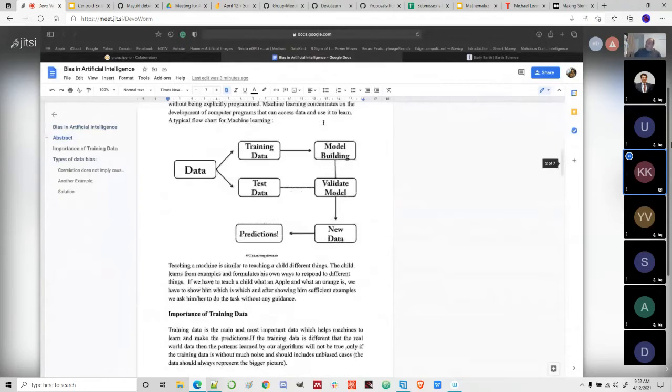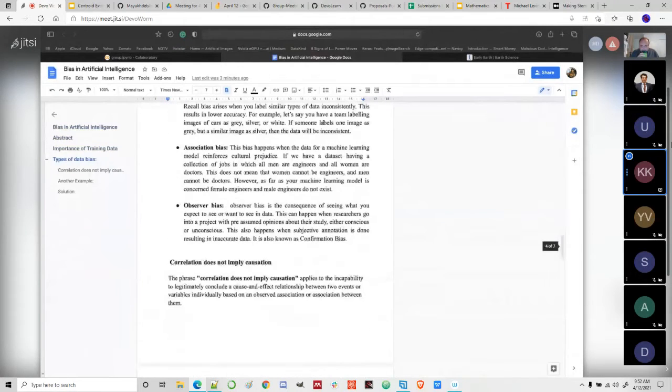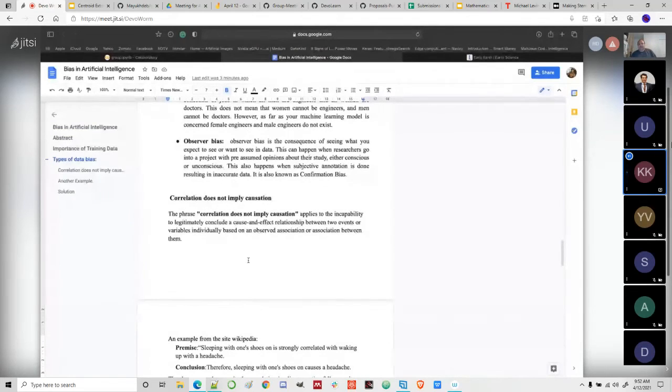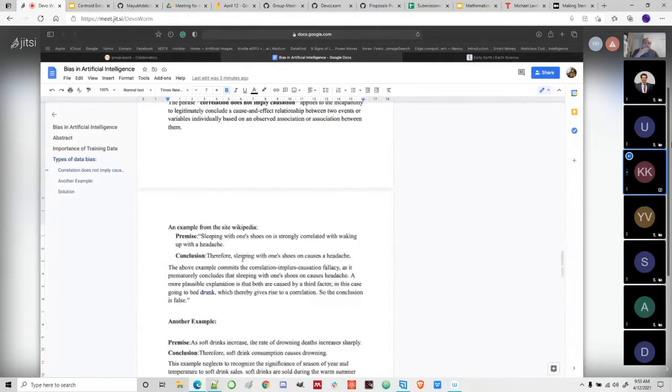Oh, yeah. So I did a small portion on it, and it is known as correlation doesn't imply causation. If we have two variables or two events that have some correlation between them, it doesn't mean that they have some causation between them. One example from Wikipedia is that sleeping with one's shoes on is strongly correlated with waking up with a headache. So therefore sleeping with shoes on causes headache, but that's not true, because if a person is sleeping with his shoes on, there are chances that he was drunk or didn't have a good sleep. That doesn't have anything to do with the shoes.